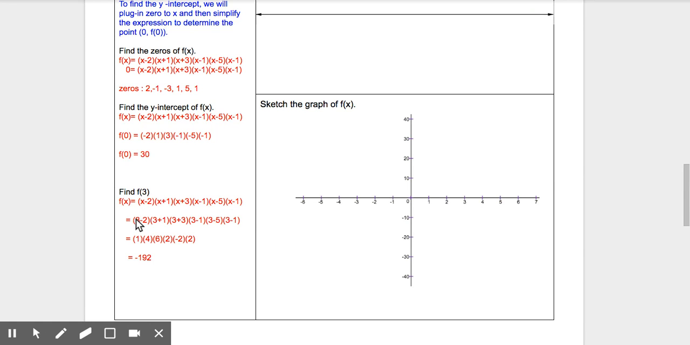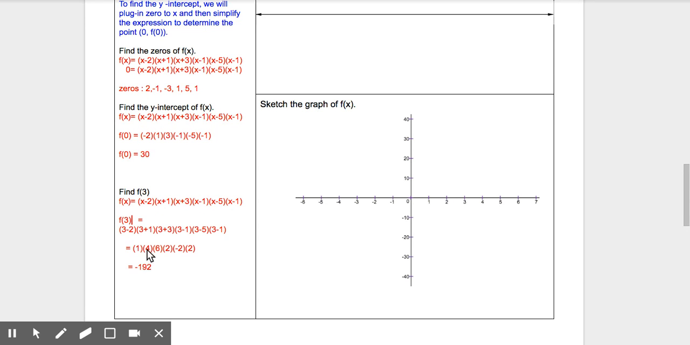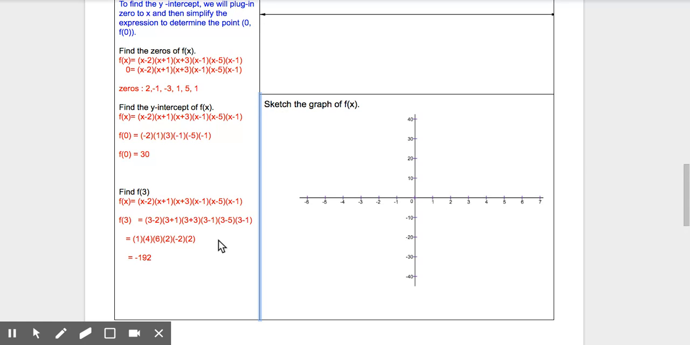Now let us find f of 3. Because we want f of 3, we are going to replace x, or plug in 3 to x. So x minus 2 becomes 3 minus 2. This becomes 3 plus 1. This becomes 3 plus 3. This is 3 minus 1, 3 minus 5, and 3 minus 1.